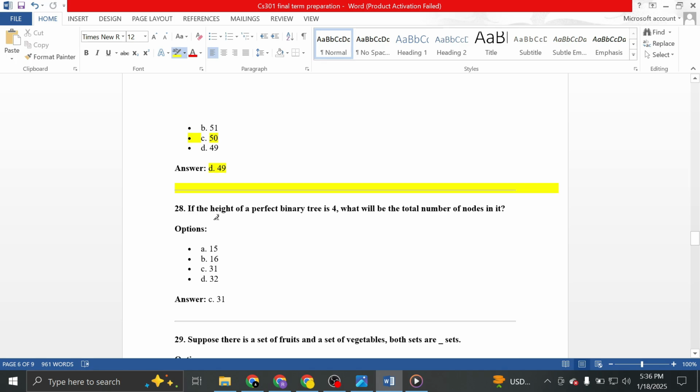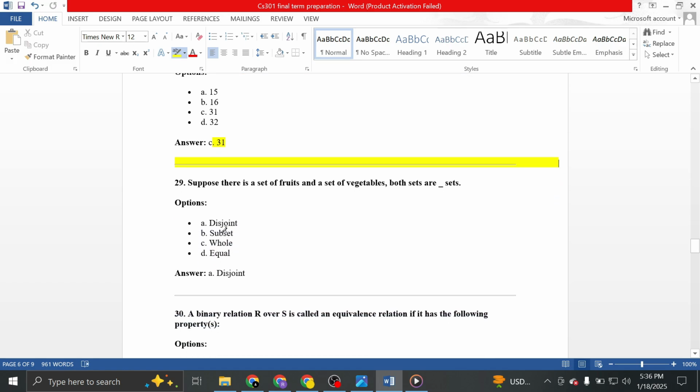Question 28. If the height of a perfect binary tree is 4, what will be the total number of nodes in it? Options: A. 15, B. 16, C. 31, D. 32. Answer: C. 31.